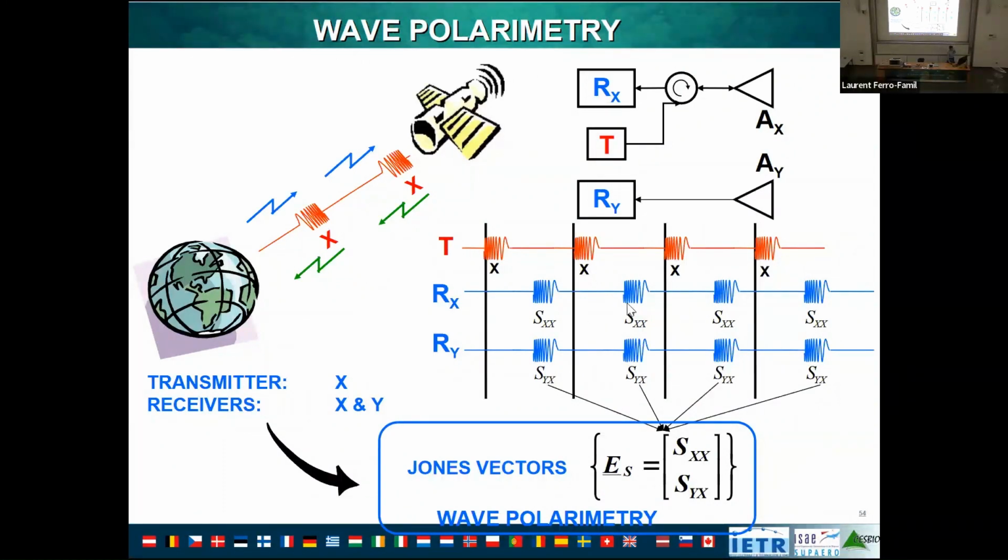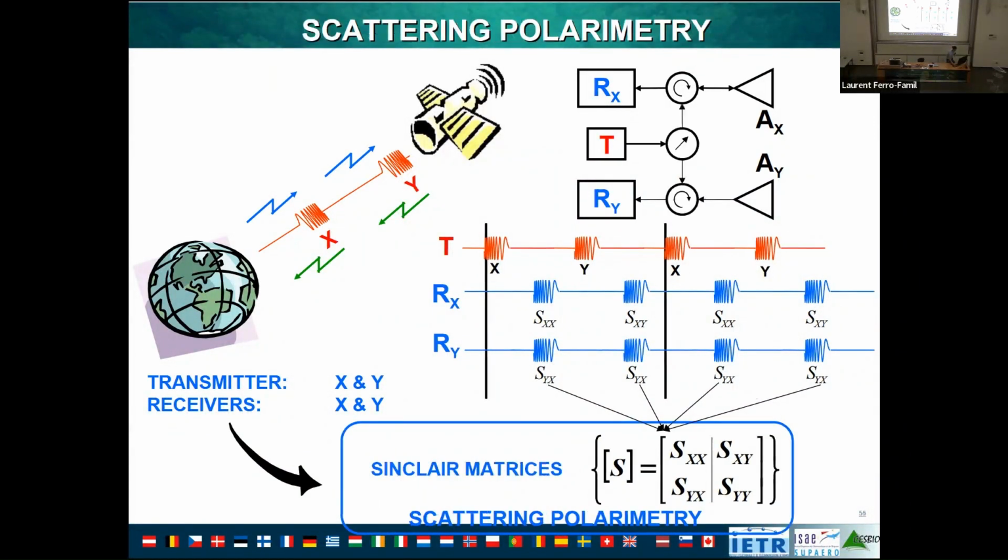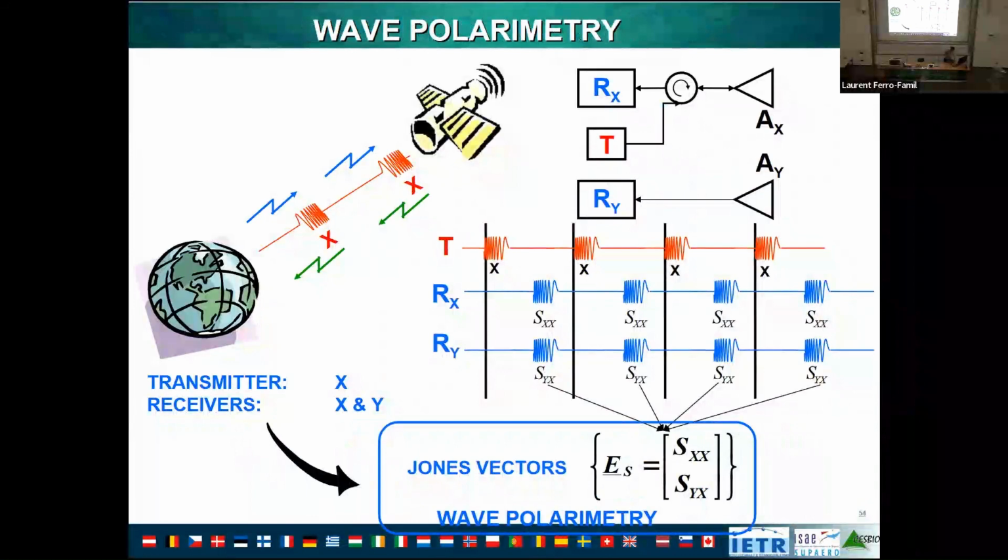So if you want to measure the Jones vectors, you will just need to use two antennas, one to transmit waves and receive waves, and the other one just as a receiver, okay? And in this way, you transmit X and you receive X and Y. Okay. I will come back to the Sentinel-1 notation later. So this is the way you have to do it if you want to measure Jones vectors.